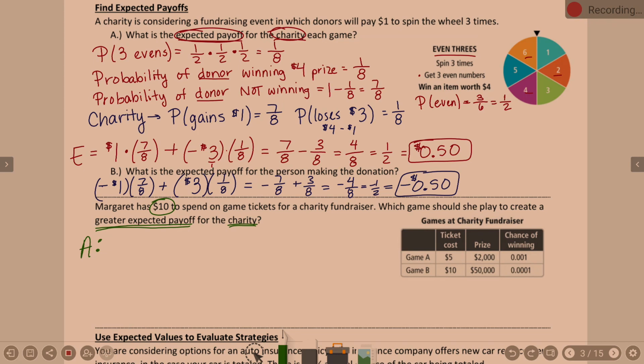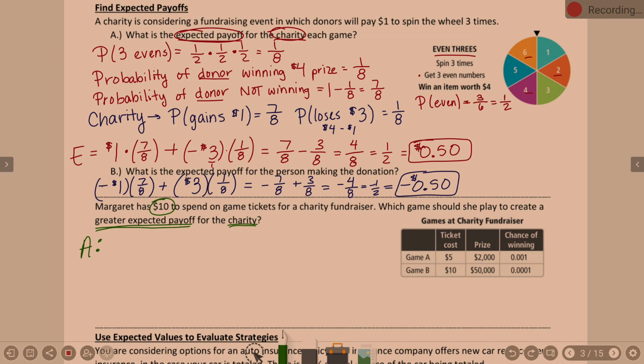Okay. So, game A. What do we know? You can play it twice. Now, what I'm going to suggest is that we figure out the outcome for once, and then we can just double that in the end. Does that make sense?